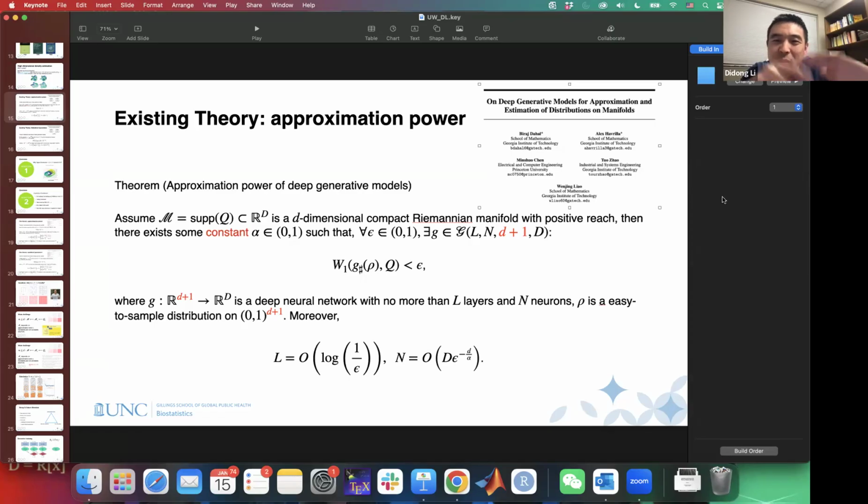Then you can do some tricky math, some nasty calculation. Then you can show this locally. What they did is they use another dimension to paste the local patches together to make it a global claim. That's why they have this plus one. This one additional dimension is just for pasting patches together. That's why we believe you can improve the theory.